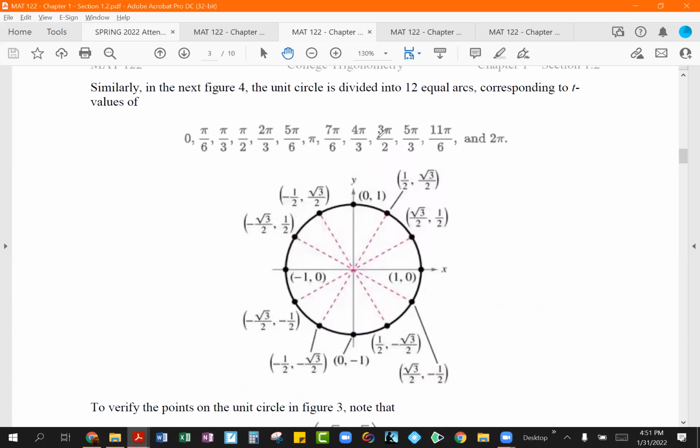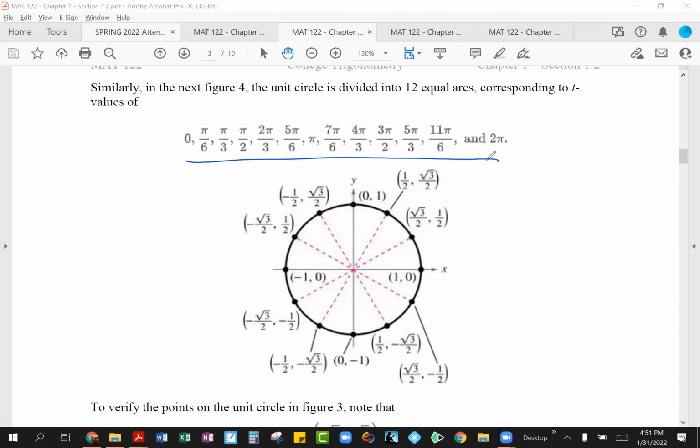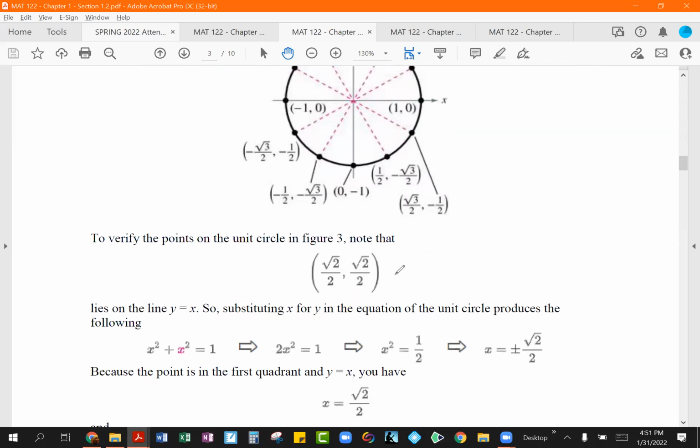If you're breaking them up into 12 equal parts instead of 8, then of course your angles will become even smaller, and you can see what those angle measurements will look like when you break up your circle into 12 equal parts. So that's what they're talking about here.